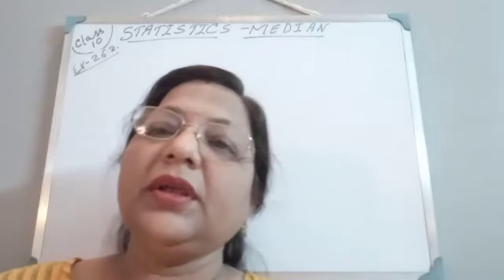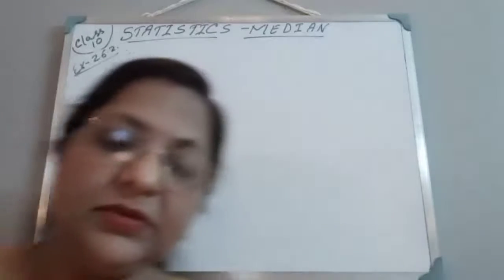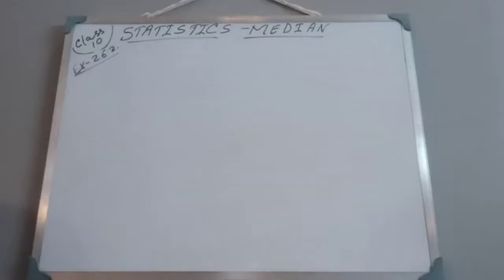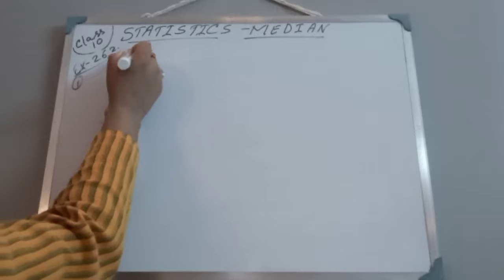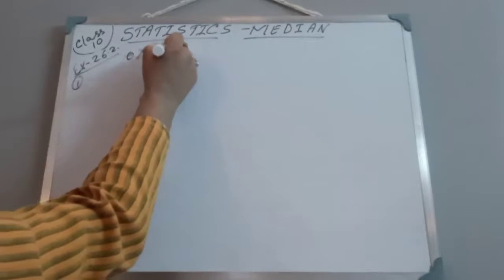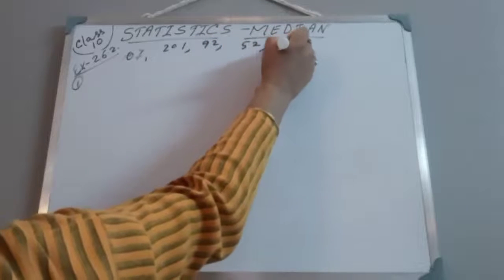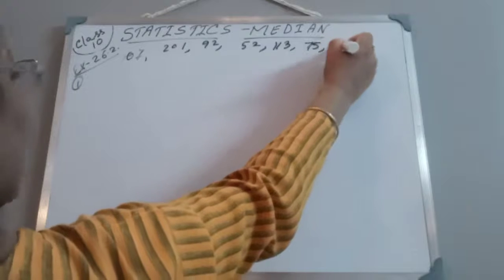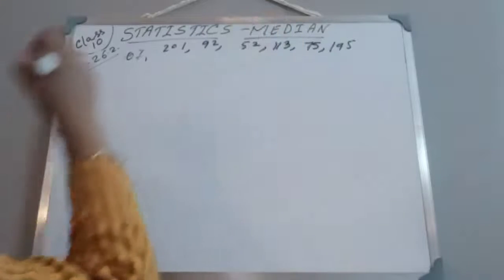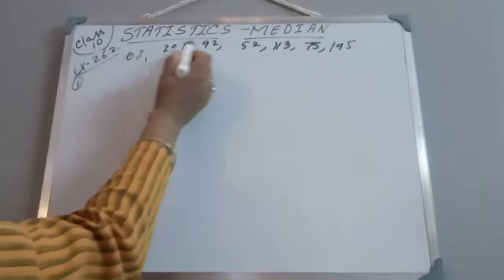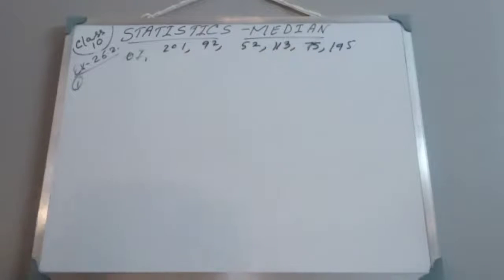Class 10. Today I will start the exercise on median. Now 26.2 exercise. Selling price, sum number 1. Selling price for the last week were 107, 201, 92, 52, 113, 75, 195. Okay, selling price for the last week, that is 1, 2, 3, 4, 5, 6, 7 days selling price given here. We have to find the median of this selling price.